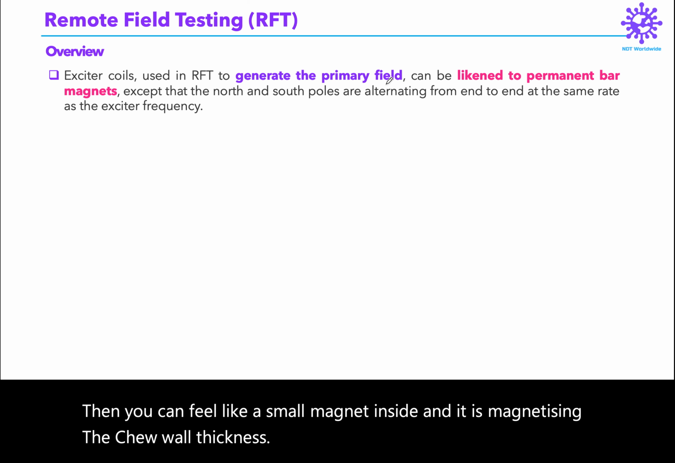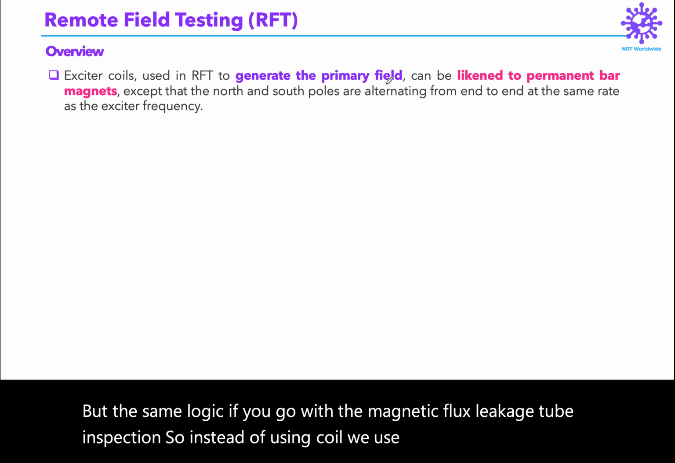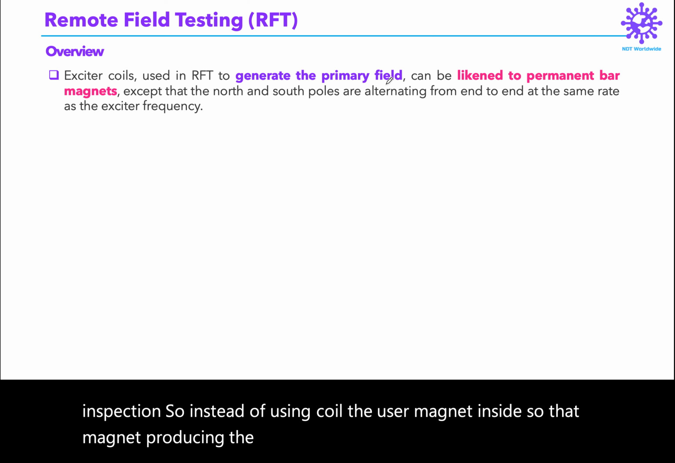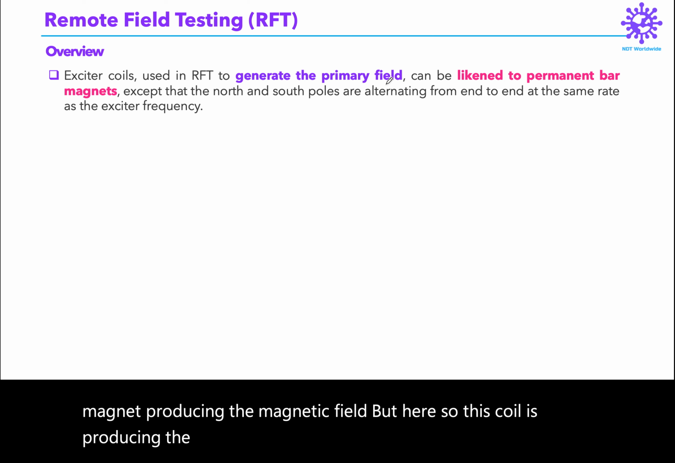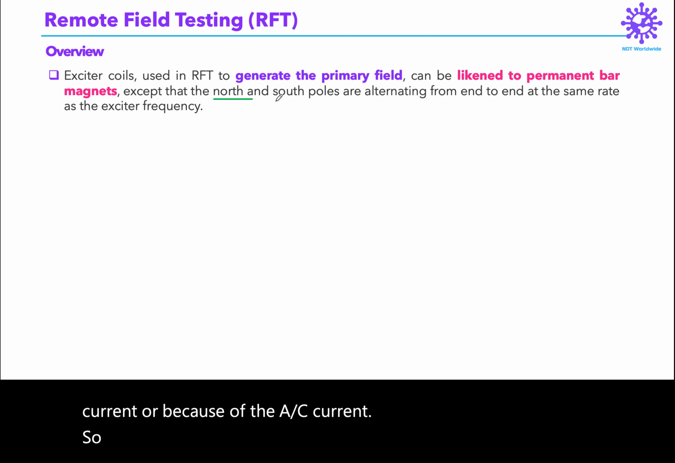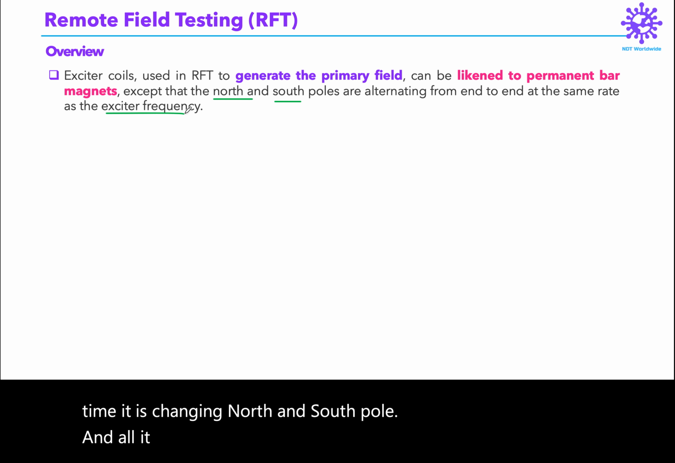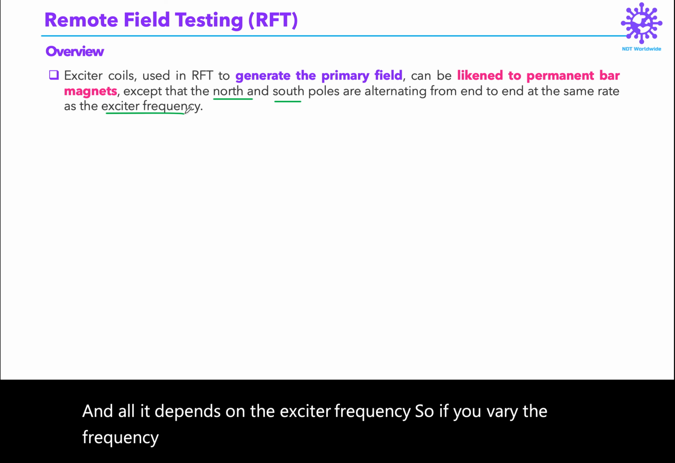But with the same logic, in magnetic flux leakage tube inspection, instead of using a coil we use a magnet inside, and that magnet produces the magnetic field. But here, this coil is producing the primary magnetic field because of the varying current, or the AC current. So it is producing a varying magnetic field, changing north and south pole from time to time, and it all depends on the exciter frequency. If you vary the frequency, that magnetic field also varies.